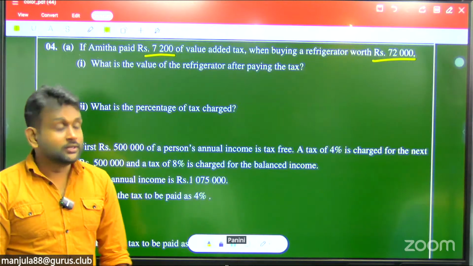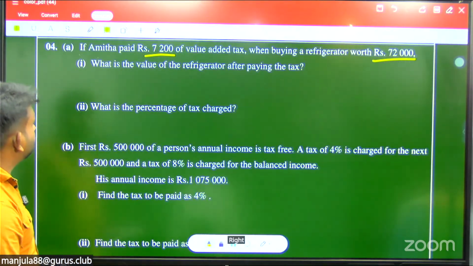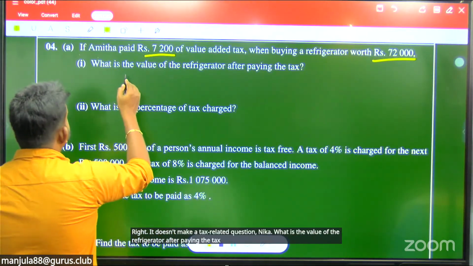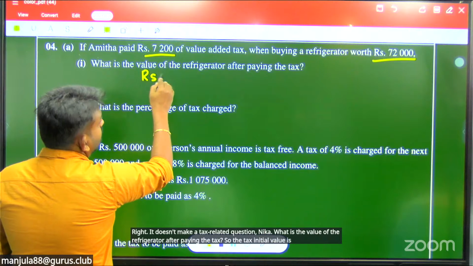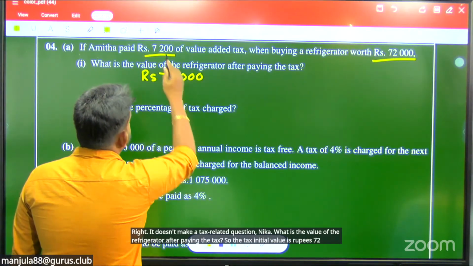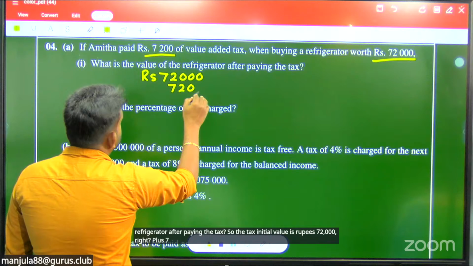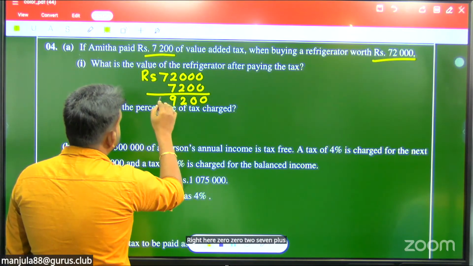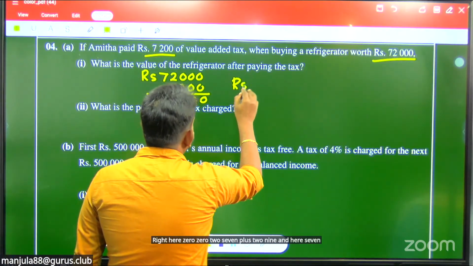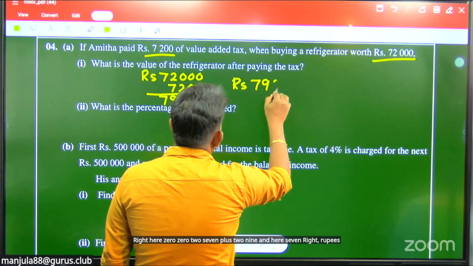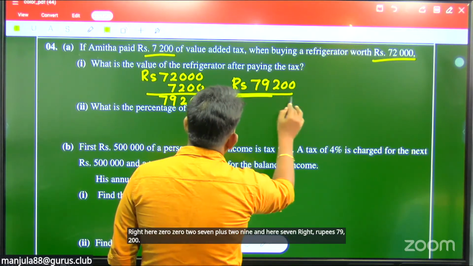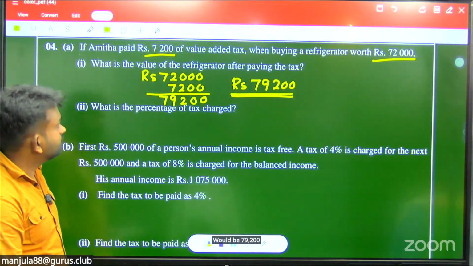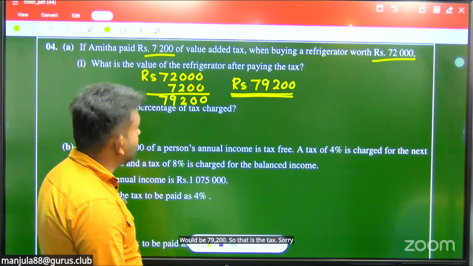Right. Now this is a tax related question. What is the value of the refrigerator after paying the tax? So the initial value is rupees 72,000 plus 7,200. Right, here 0, 0, 2, 7 plus 2, 9, and here 7. Rupees 79,200. So with the tax the value is 79,200.